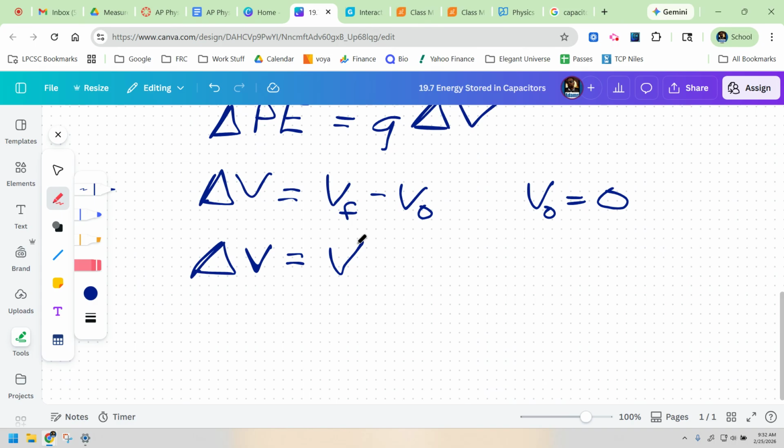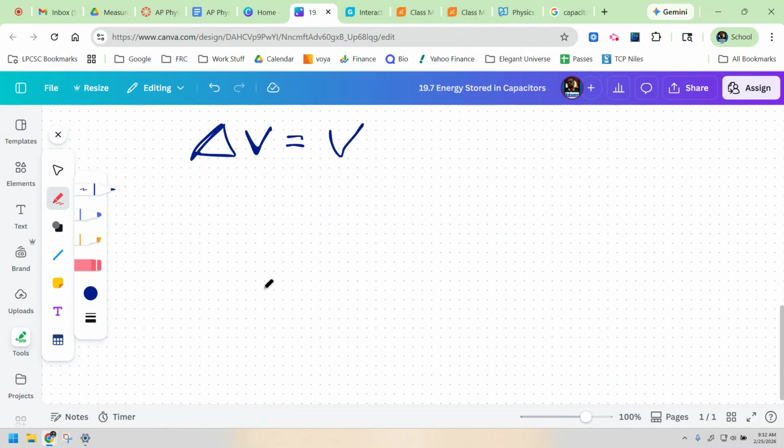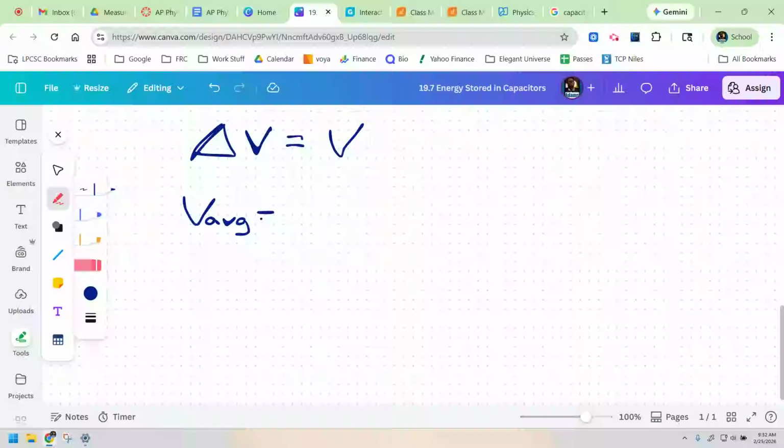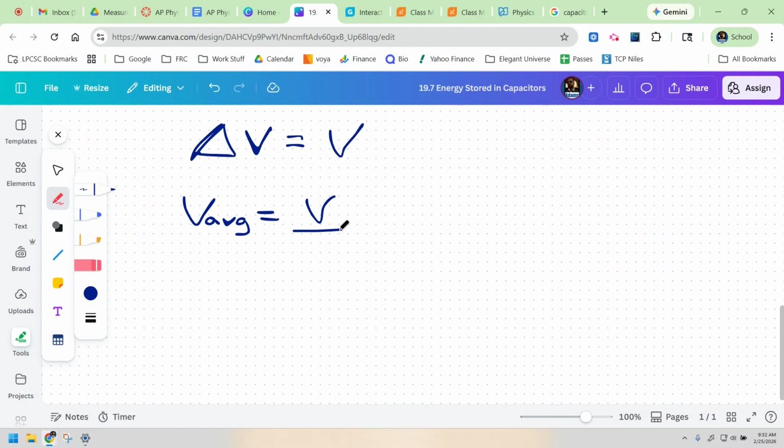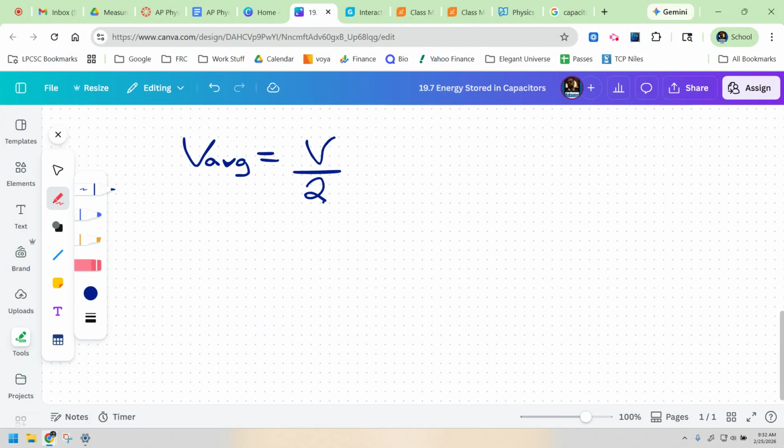Since the capacitor now has a full voltage V on it, the average voltage on the capacitor is 1/2 of that, right? So let's talk about that. If we say V average, because it starts off at 0 and works its way up, that's just going to be V divided by 2. And so the energy stored in a capacitor is actually equal to the charge times the voltage over 2.